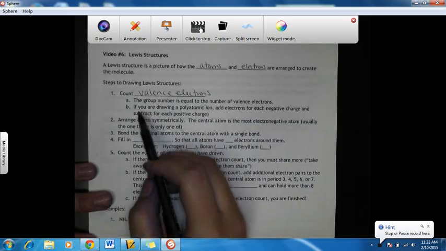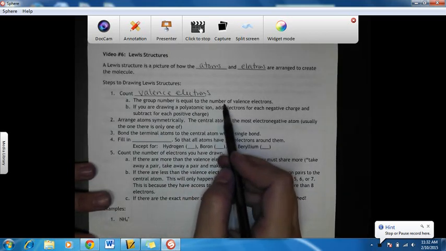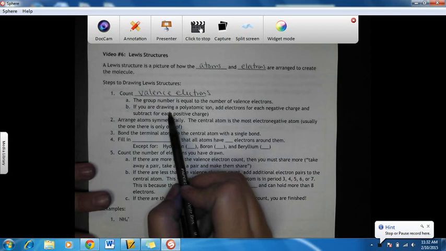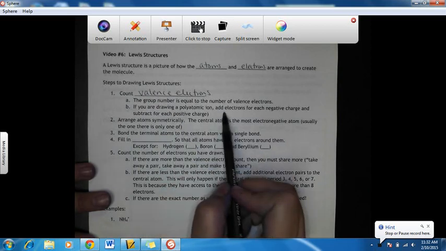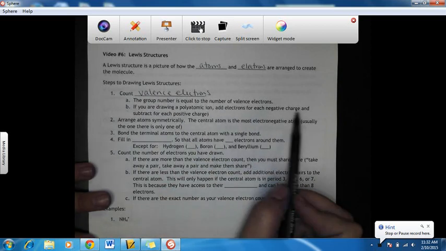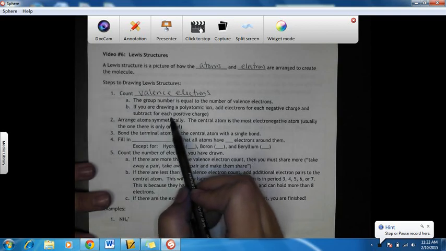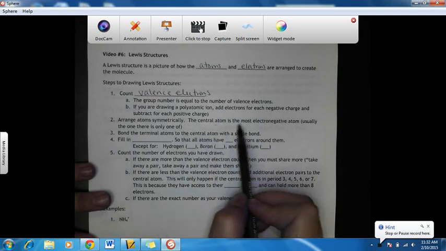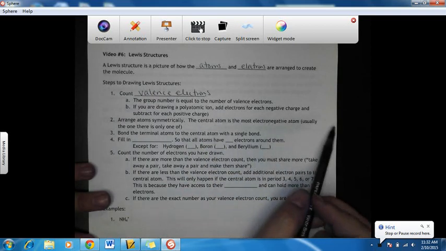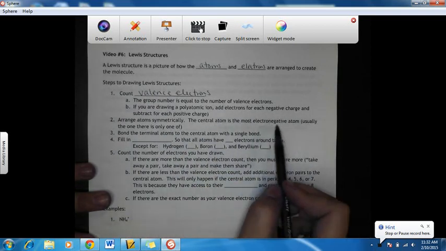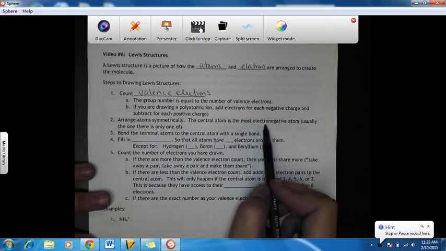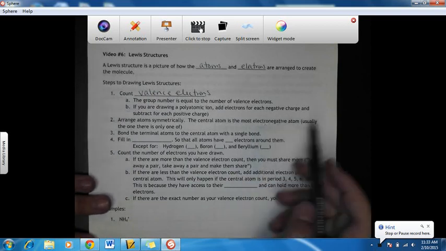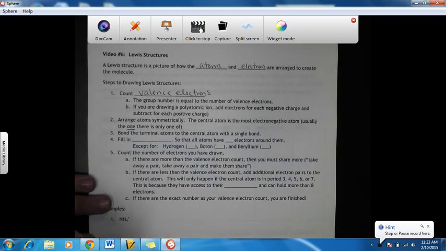Remember that the group number is equal to the number of valence electrons. And if you are drawing a polyatomic ion, you have to add electrons for each negative charge and subtract for each positive charge. And so then you arrange the atoms symmetrically. The central atom is the most electronegative atom. Usually there's only one of those. Occasionally it's not the most electronegative, but in most cases it is. But it will always be the one we have one of.